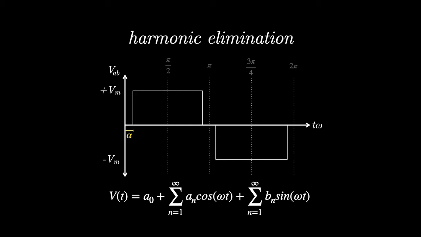First, we have to obtain the Fourier series of our square wave signal produced by our output voltage, which is V of t equals A naught plus the sum from n equals 1 to infinity of A n times cosine of omega t plus the sum from n equals 1 to infinity of Bn times sine of omega t.